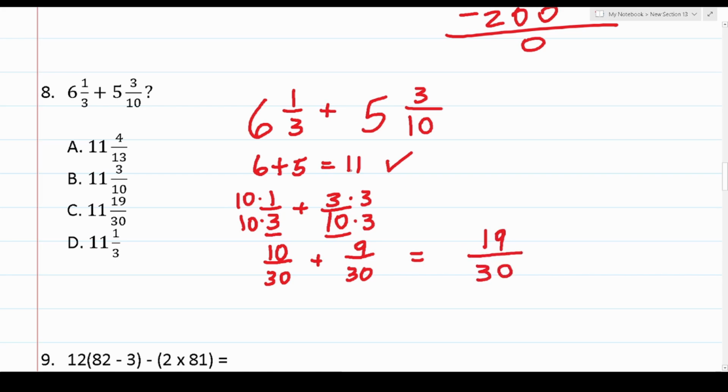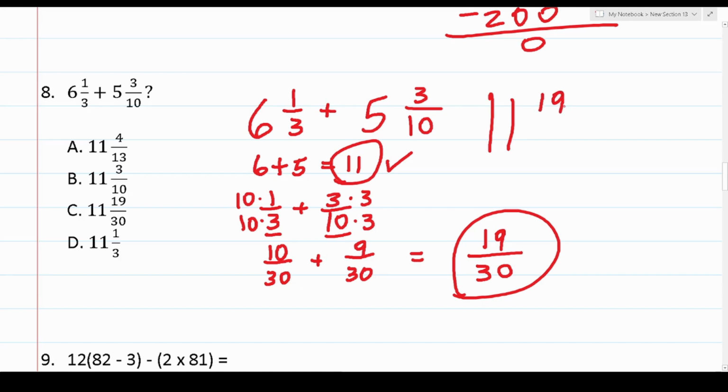Let's go ahead and combine our whole number with our fraction, and we can see that this is 11 and 19 over 30, which is answer choice C. A lot of approaches to working with fractions and mixed numbers. In this case, I broke the mixed numbers apart and I worked with the whole numbers separately of the fractions. Okay, so that's one strategy you can take to solve problems like these.